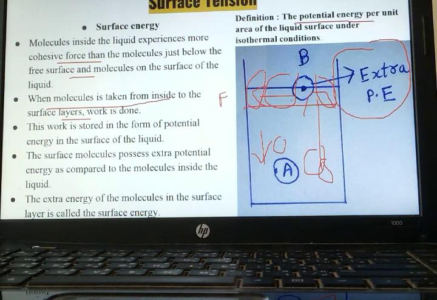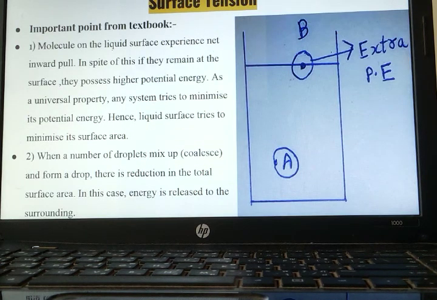Surface energy is the potential energy per unit area of the liquid surface under isothermal condition, meaning whenever temperature is remaining constant. These are some points given in our textbook. Molecules on the liquid surface experience a net inward force. In spite of this, if they remain at the surface, they possess extra potential energy. Whichever molecules are on the surface will have extra potential energy.